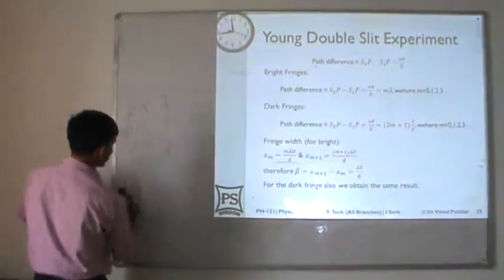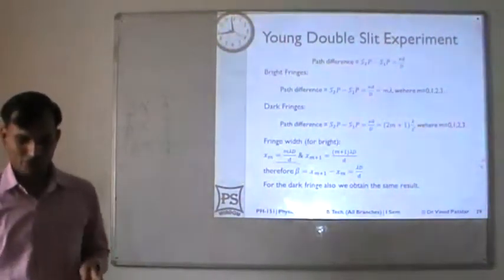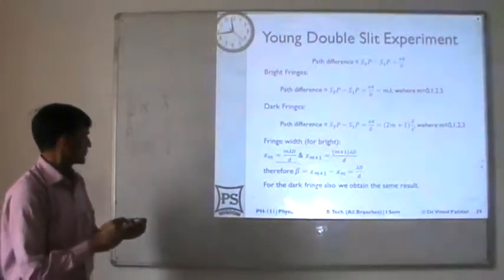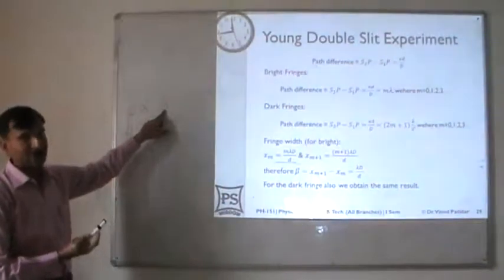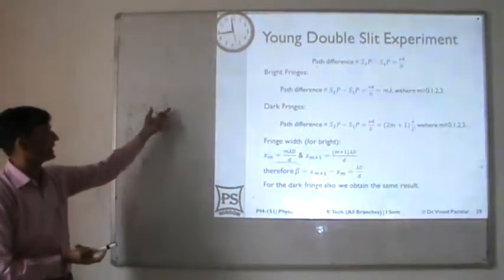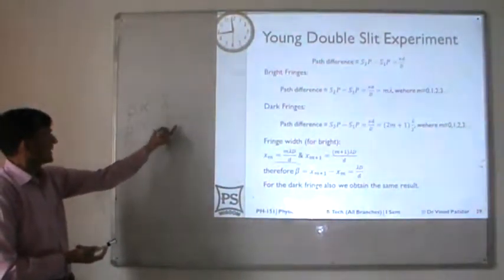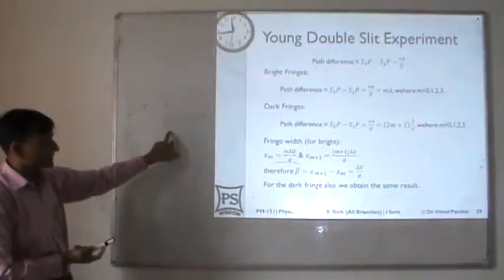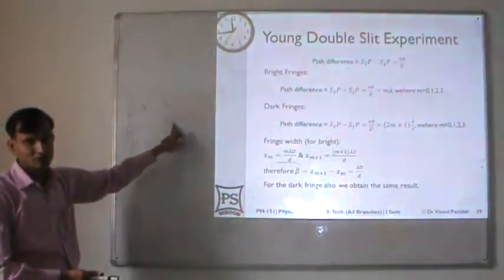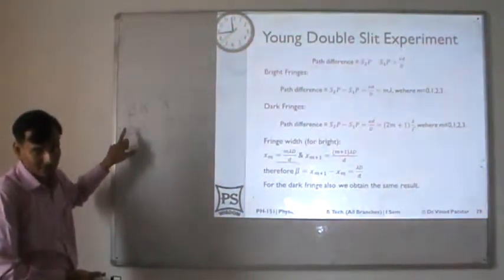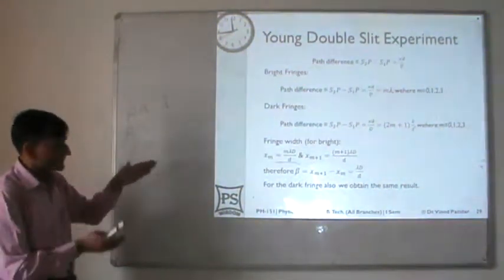So if you want to have very clear fringes, then you need a higher value of the wavelength. But anyway, in a single experimental setup you have a constant lambda. You can keep your screen very far. So if you keep your screen very far, you will have clear, distinct fringes.